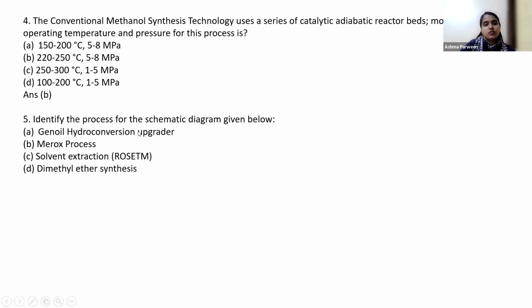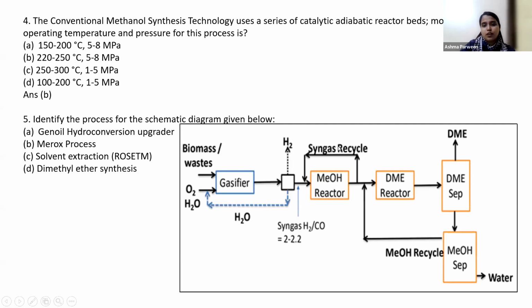Next is: identify the process for the schematic diagram given below. This is the diagram. We have to identify which process this shows. First is hydroconversion upgrader, Mirox process, solvent extraction, dimethyl ether synthesis. So I'll give you guys 1 minute. Just write your answer in the chat box. I need more answers. Please write your answer in the chat box.